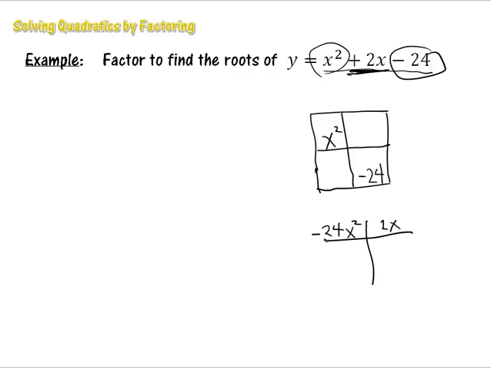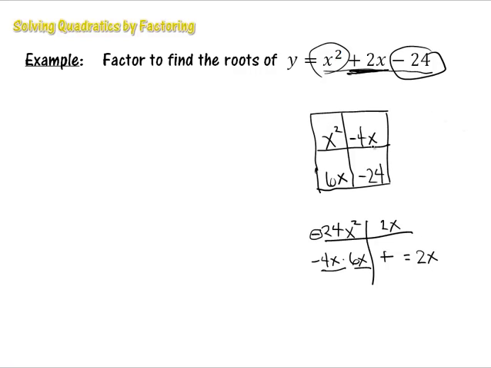So when I start working with that, I know that since it's negative, one has to be positive and one has to be negative. So I'm going to work through, and basically here's what I find. That if I take negative 4x and multiply that by 6x, that gives me negative 24x squared. And if I add those two things together, it will equal positive 2x. So these are my two factors that go in these boxes. If you have questions on the factoring, you need to visit with your teacher, or you can go back and review some of the videos we did on factoring back in the third six weeks.